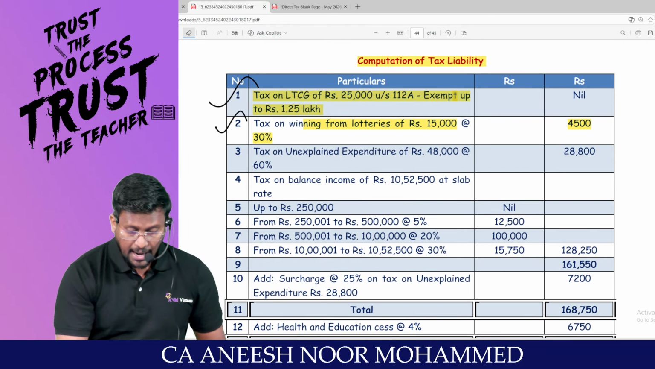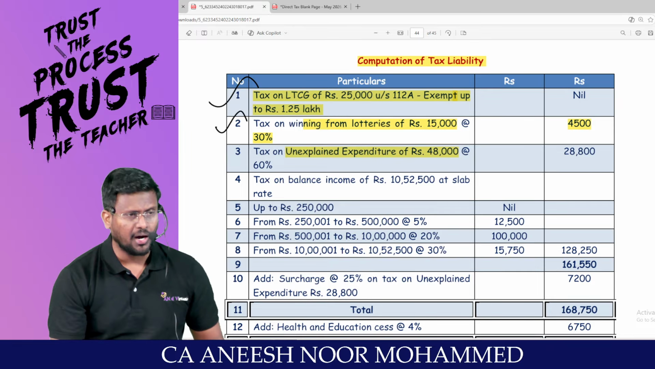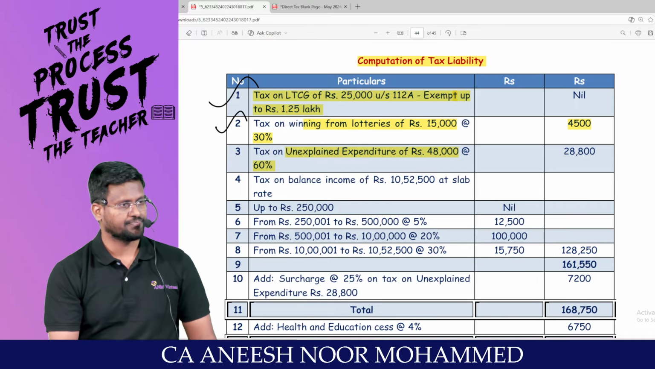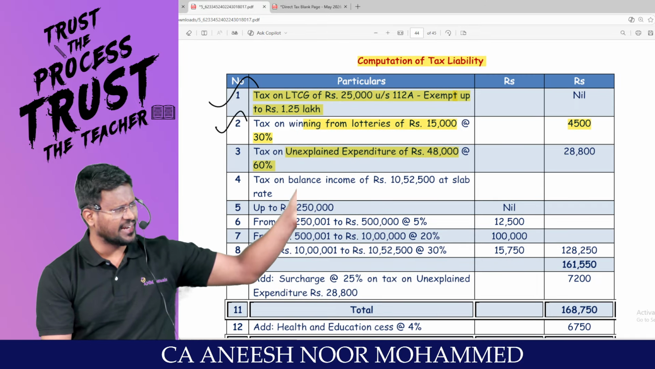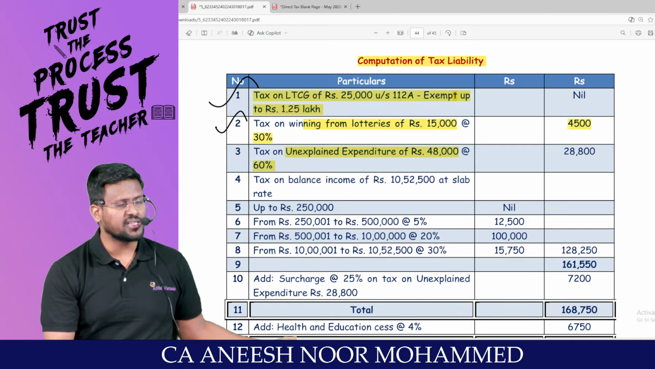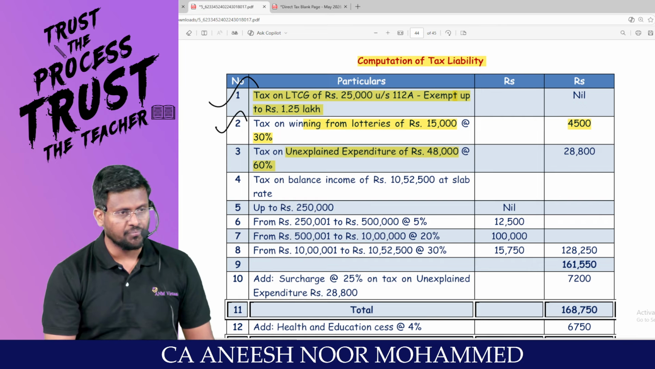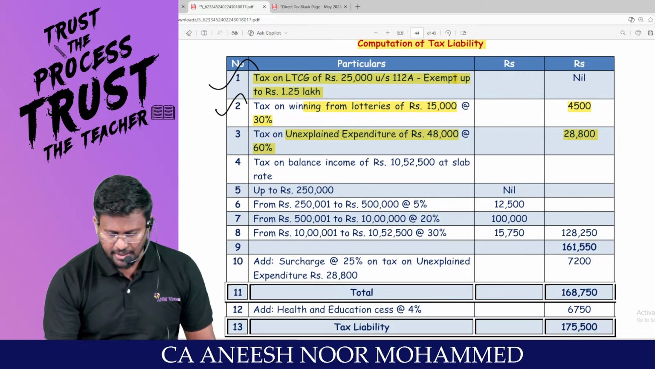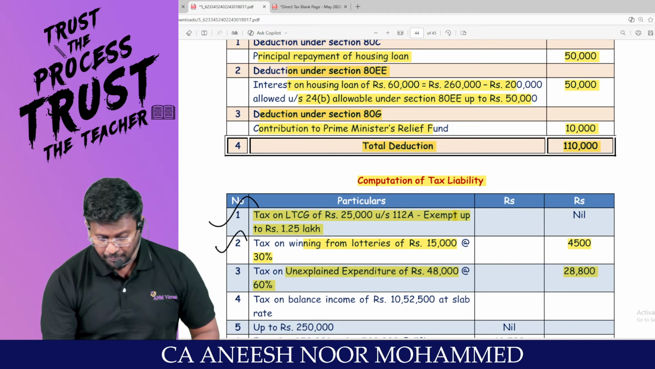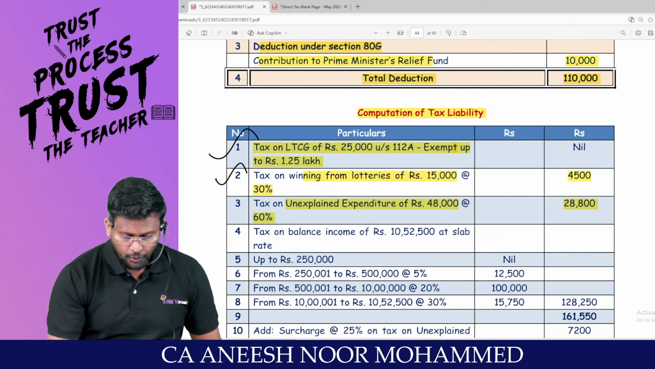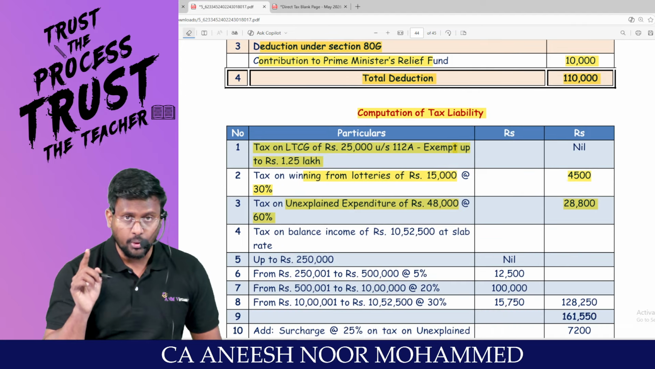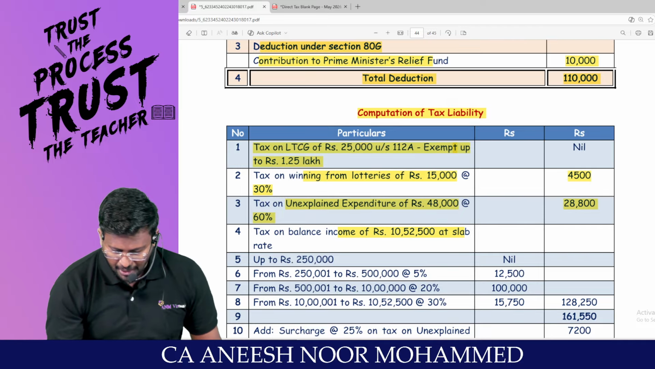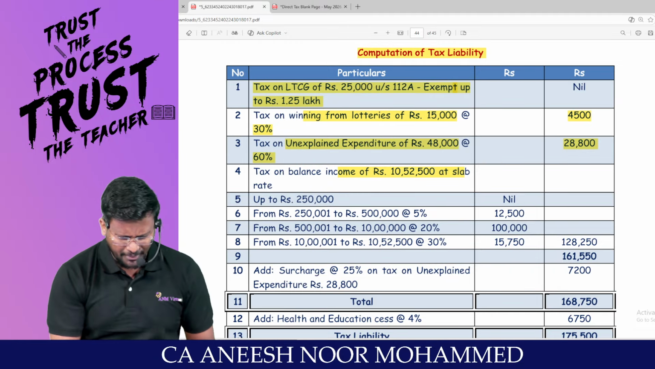Okay. Unexplained expenditure was there. How many rupees? 48,000. That will be taxable at 60%. Right? That's 68, 69, 69A, 69B, 69C, 69D. Everything was taxable at how much percent? 60%. That's what? 48,000 into 60%, 28,800. So from the total income, if you remove 112A, if you remove winning from lottery, if you remove unexplained expenditure, you will be getting the balance 10,52,500. This will be taxed at slab rate.